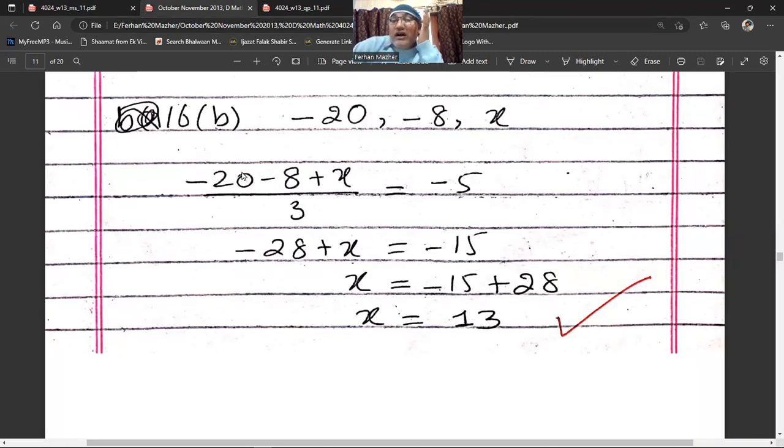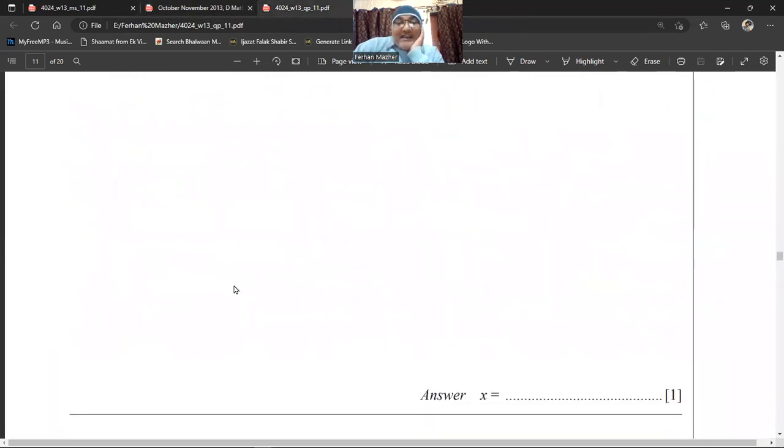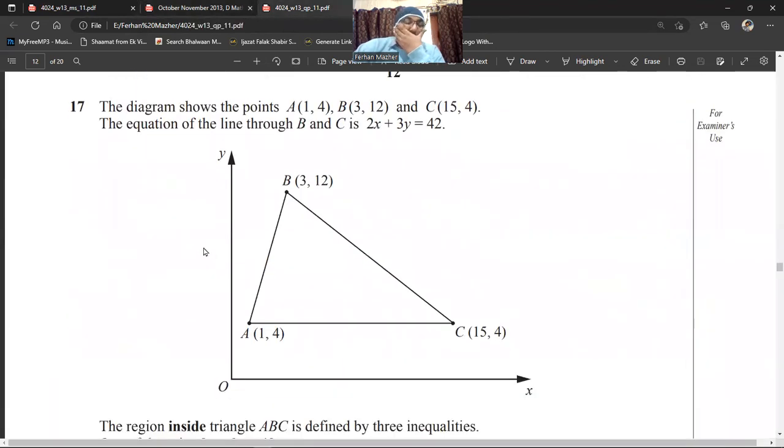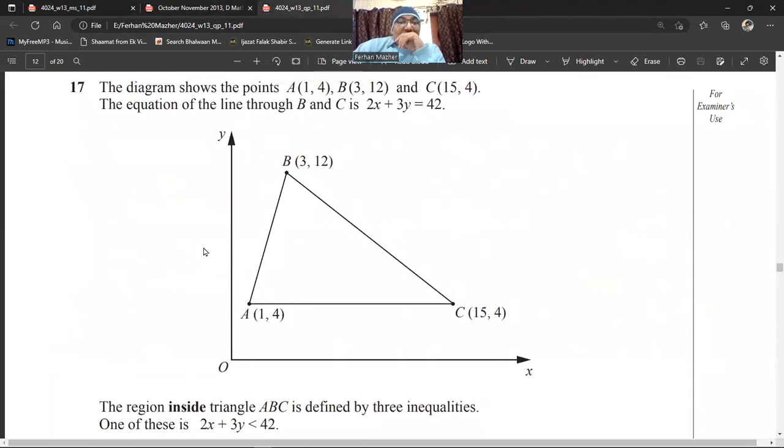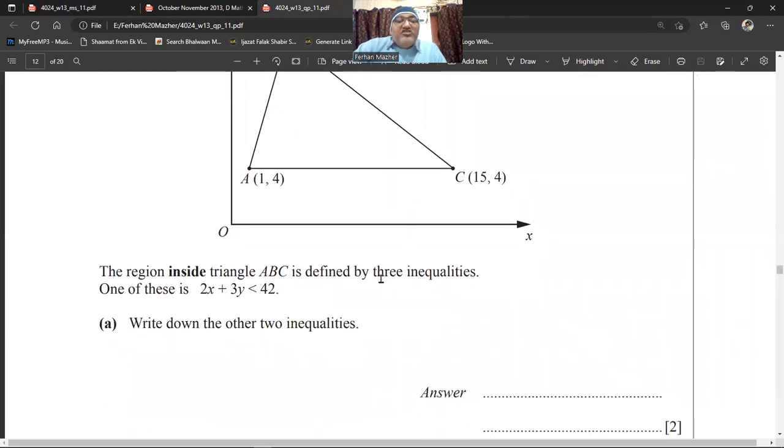Okay, so we are going to the next question. Question number 17. The diagram shows the points A, B and C. Point A is 1, 4, B is 3, 12, and C is 15, 4. The equation of the line through B and C is 2x plus 3y equals 42. The BC line, its equation is already given here. The region inside the triangle ABC is defined by three inequalities. One of these is this one.